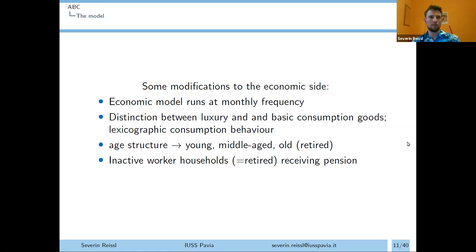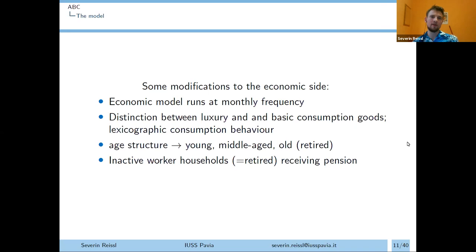So to get a detailed dynamic picture of the economic impact of the pandemic, we felt that it was necessary to go to a higher frequency, whilst at the same time, of course, facing the trade-off that to simulate a given time span, a higher frequency means a higher computational burden. So we settled for the economic model on a monthly frequency.